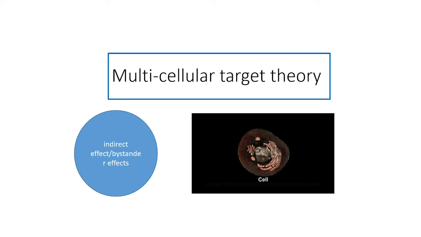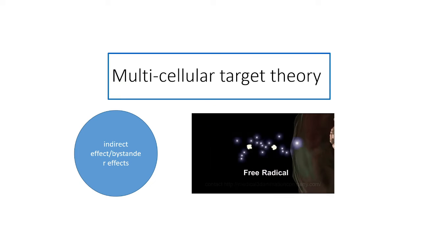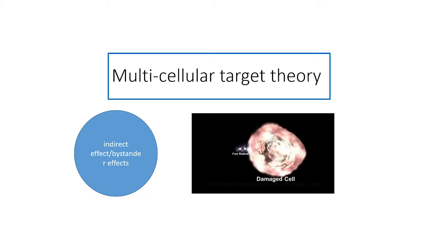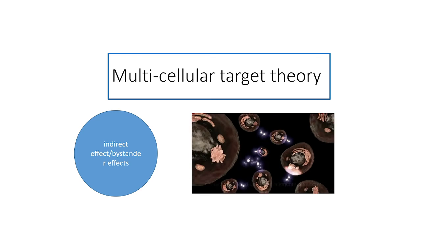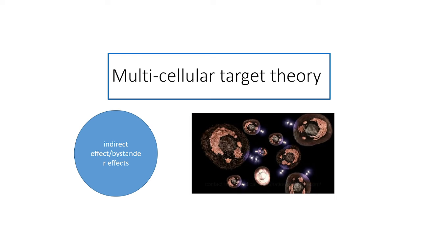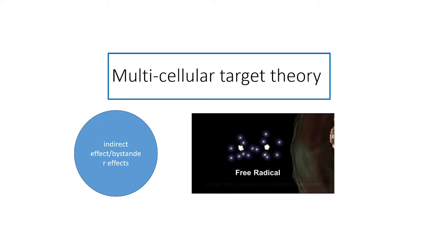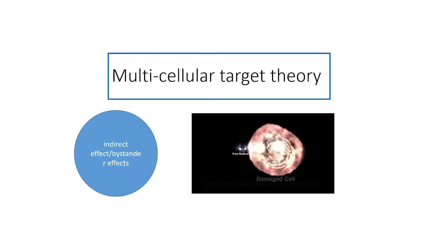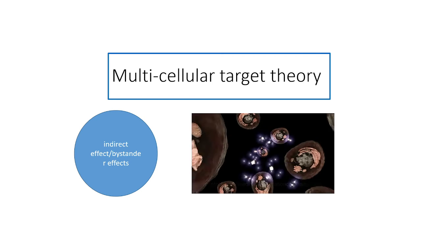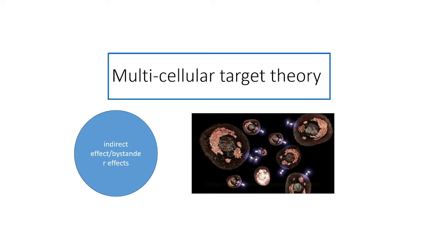And moving on to the multicellular target cell theory. Basically, it is the indirect effect of the radiation. The radiation causes DNA damage and damage to the cell, which leads to the formation of a lot of free radicals. These free radicals in turn cause further damage to the cells.